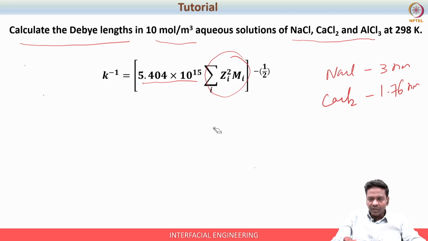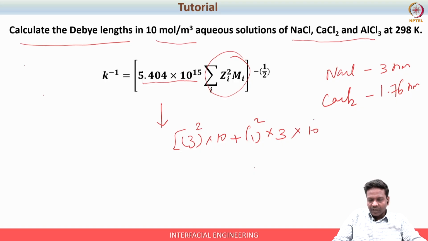How do we calculate aluminum chloride? In this case, it is again the same, and the prefactor will come as it is. You have aluminum, whose valence is 3 square into 10, plus the valence of chlorine, 1 into 3 because we have 3 atoms, into 10. So this will be 90 plus 30, which is 120. If I multiply this 120 with the prefactor, I will get 1.24 nanometer.